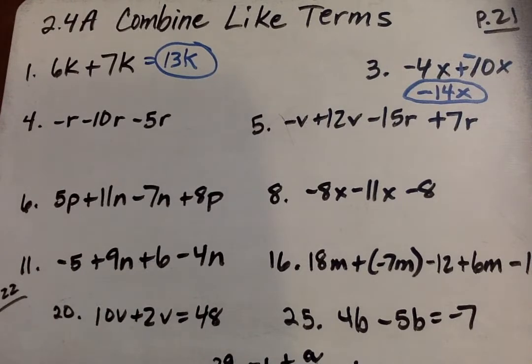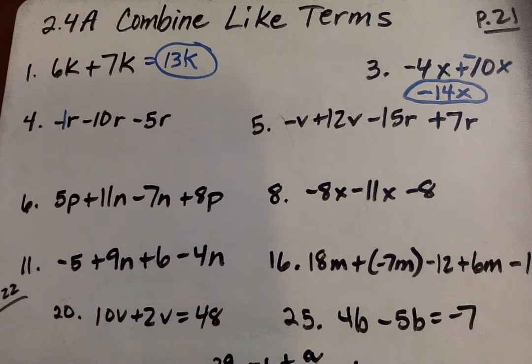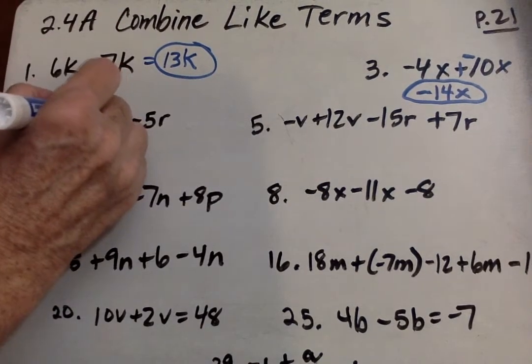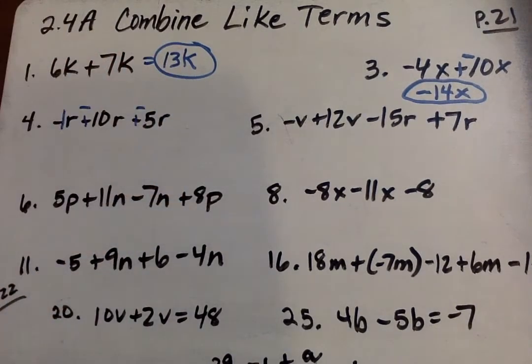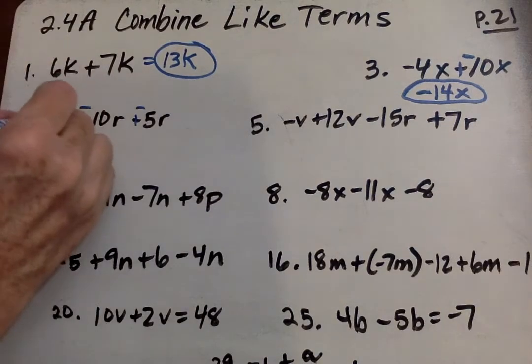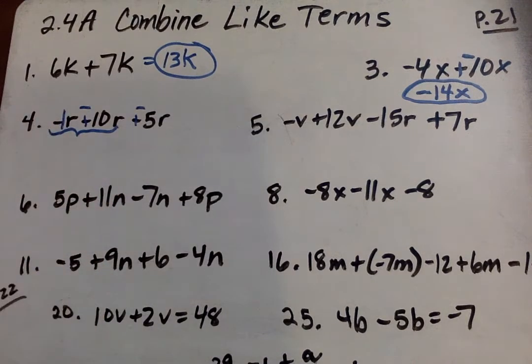Next, we're going to go on to number 4, where we have 3 terms, and they all have r. When nothing is in front of it, we're going to put a 1 in front of it. So that's a negative 1r. And it's all subtraction, and I'm going to change them to all addition. And you remember, you change the sign of the term behind the subtraction. So now, negative 1 plus negative 10, now we work left to right because it's all addition.